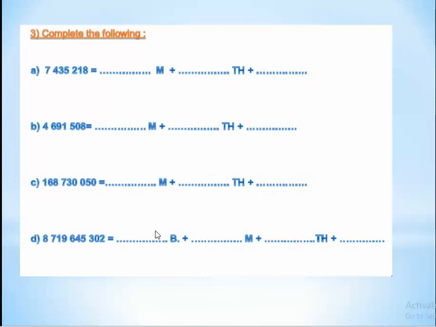Complete the following. Okay, 7,435,218. Okay, so it's clear that we have to write 7 in million and 435,000 and 218. Sorry, it's a mistake, it's 218. 4,691,508. So we will write 4 in million, 691 in thousand, 508 in ones.